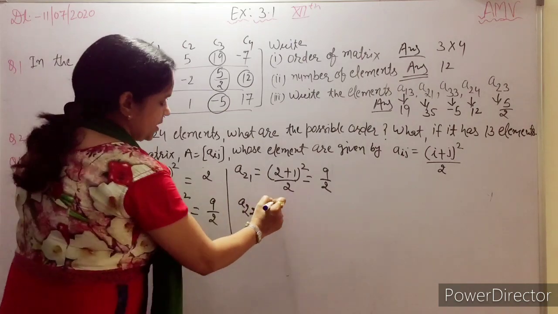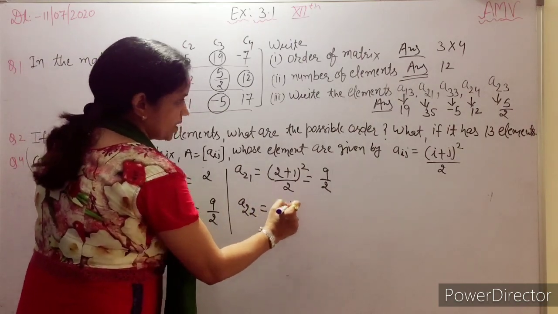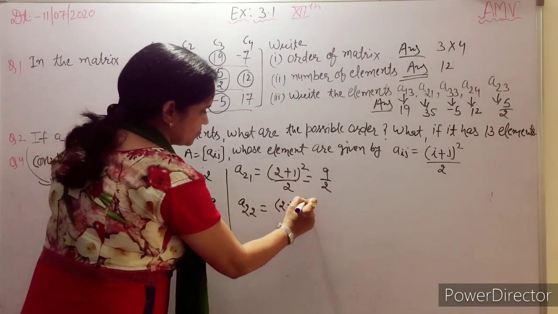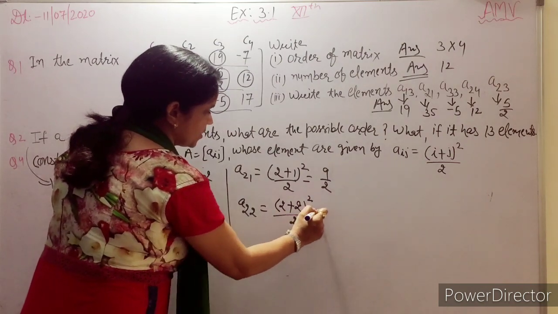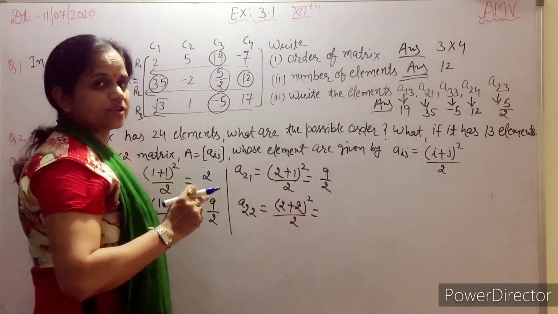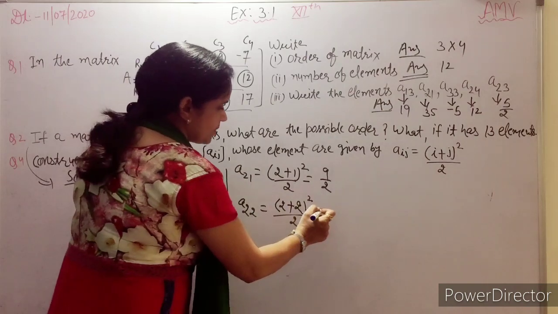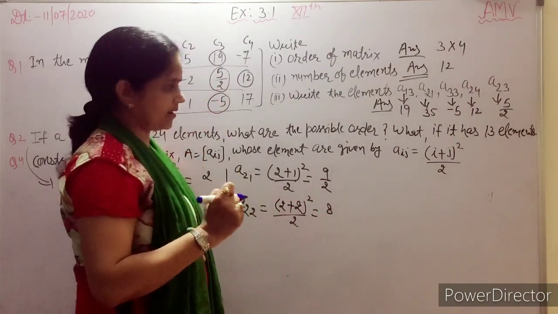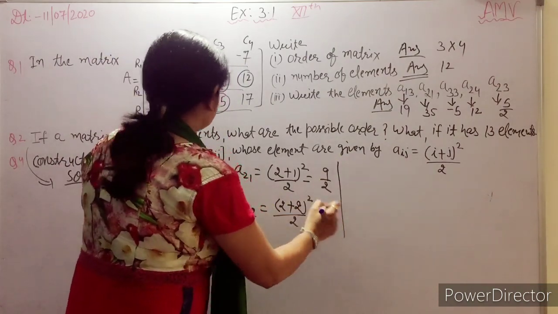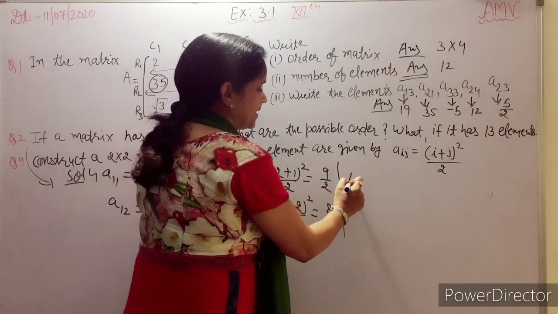And next, A22. In place of i, 2. In place of j, also 2. Square by 2. It's 4, 4 square, 16 by 2. It's 8. Okay. And now, construct the matrix.